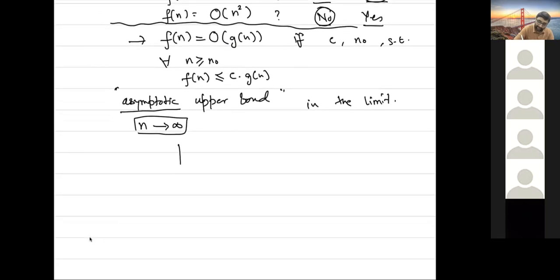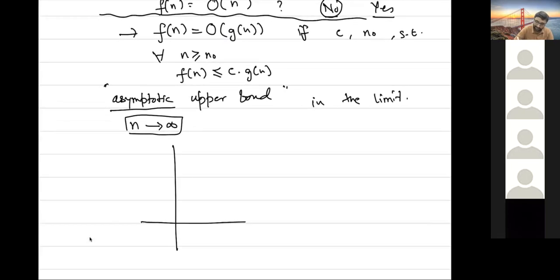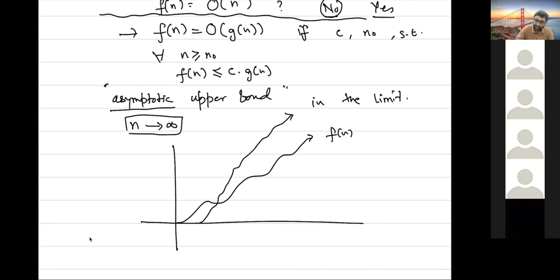So I can show this thing something like this. Whenever we say that something is an upper bound, suppose this is a function. If I plot a function f of n, it looks like this. And there's another function g of n, and I multiply that function g of n with some constant, then that function looks like this. This is c times g of n. You can see that this is always above this f of n.